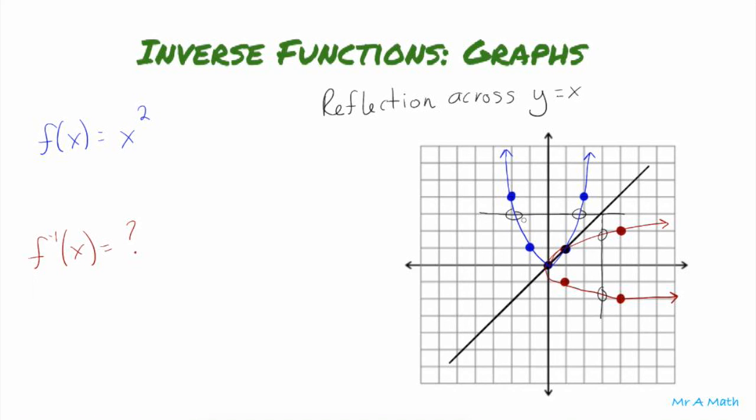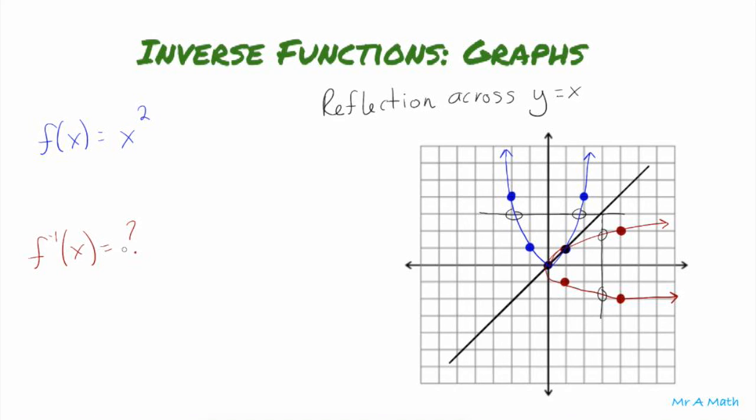So since a horizontal line is going to go through 2 points of my original function, that horizontal line is going to reflect into a vertical line. And so if my function fails the horizontal line test, then we can say that the inverse of the function is not going to be a function.